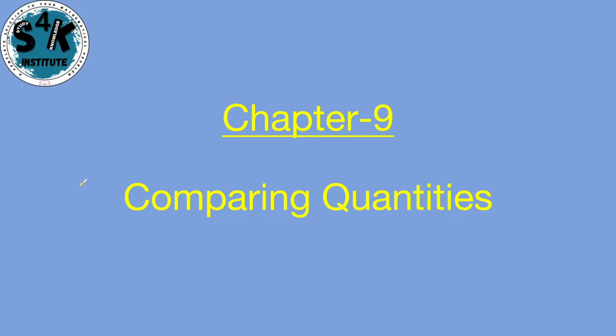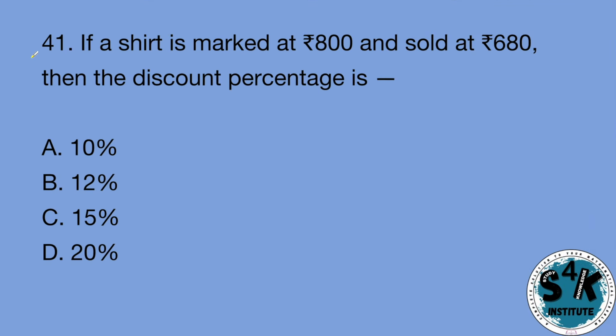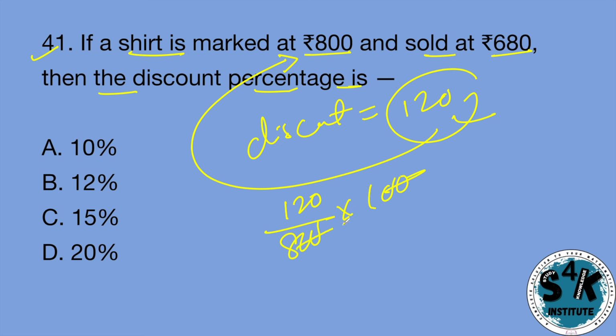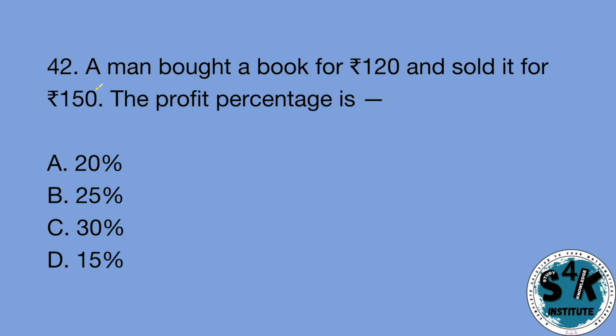The next chapter is comparing quantities. So let's see question 41. If a shirt is marked at 800 rupees, sold at 680 rupees, then the discount percentage is? So how much is the amount of discount? It is 120. So 120 is how much percentage of 800? Let's calculate, because discount is always calculated with respect to MRP. So 120 over 800 into 100, it becomes 15. So 15% discount has been given. So answer is C. Okay.